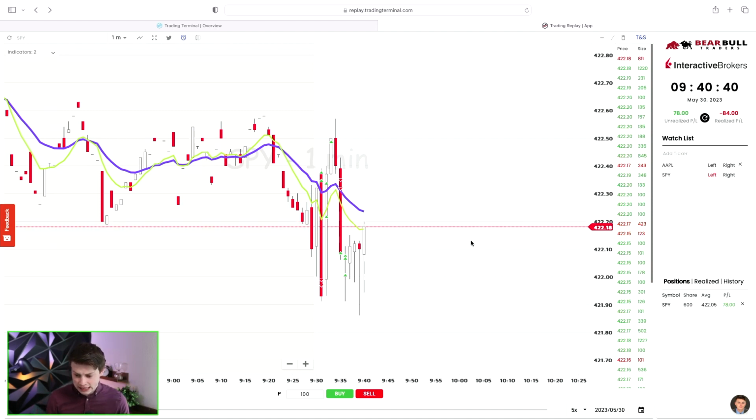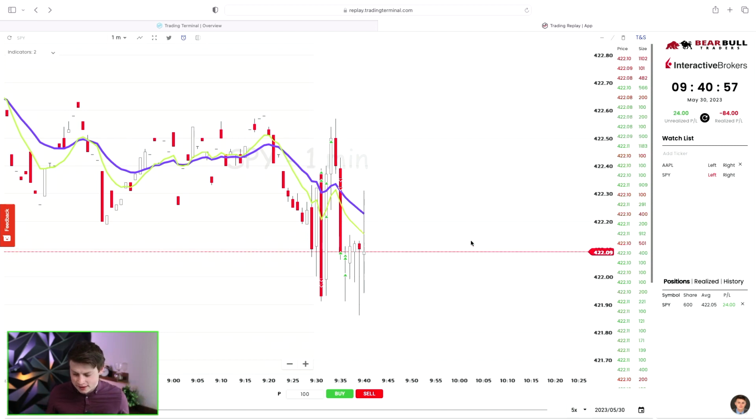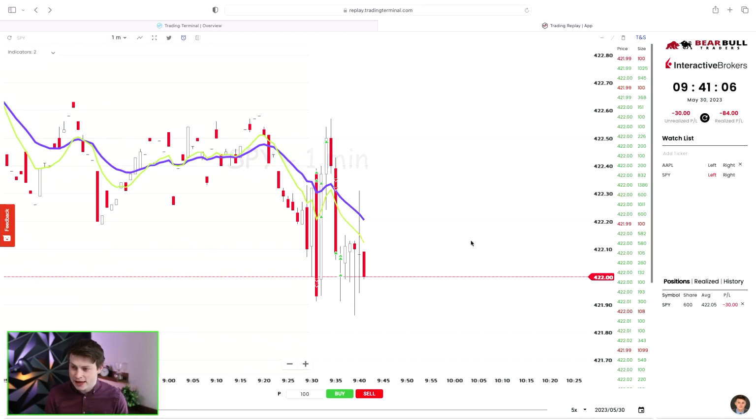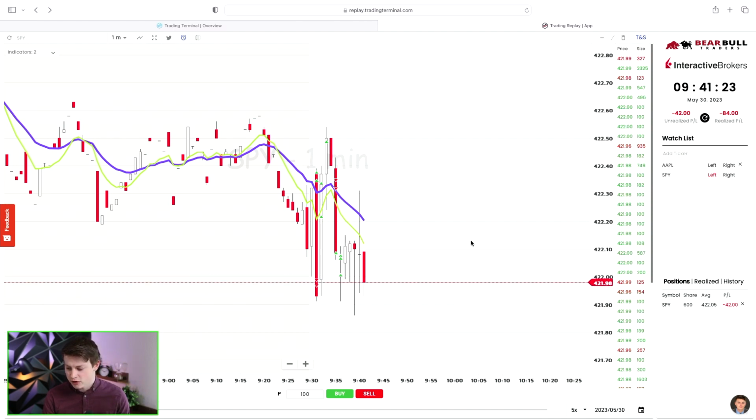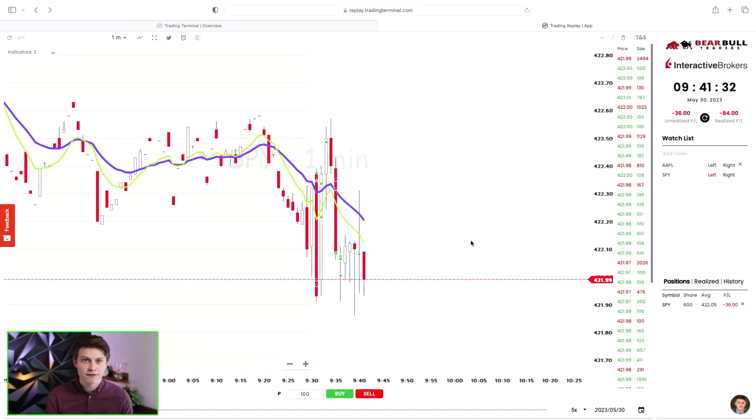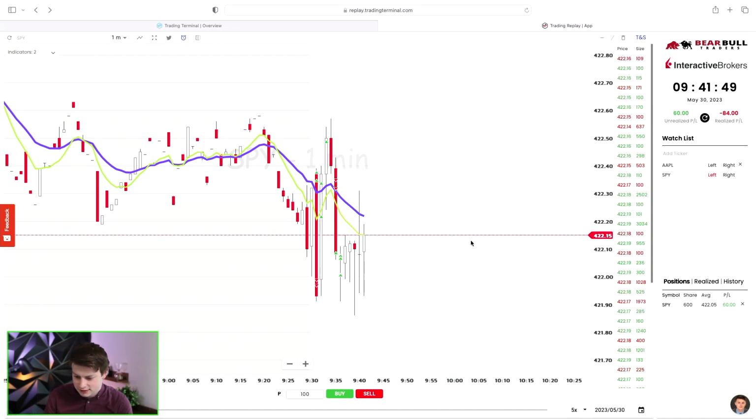There we go. We hit the 9. We hit the 9 period. Are we going for the 20? We hit the 20. Yes. Okay. And deeply rejected right after we hit the 20. We are back in the red. Negative $50. Okay. Well, this is extravagant, huh?